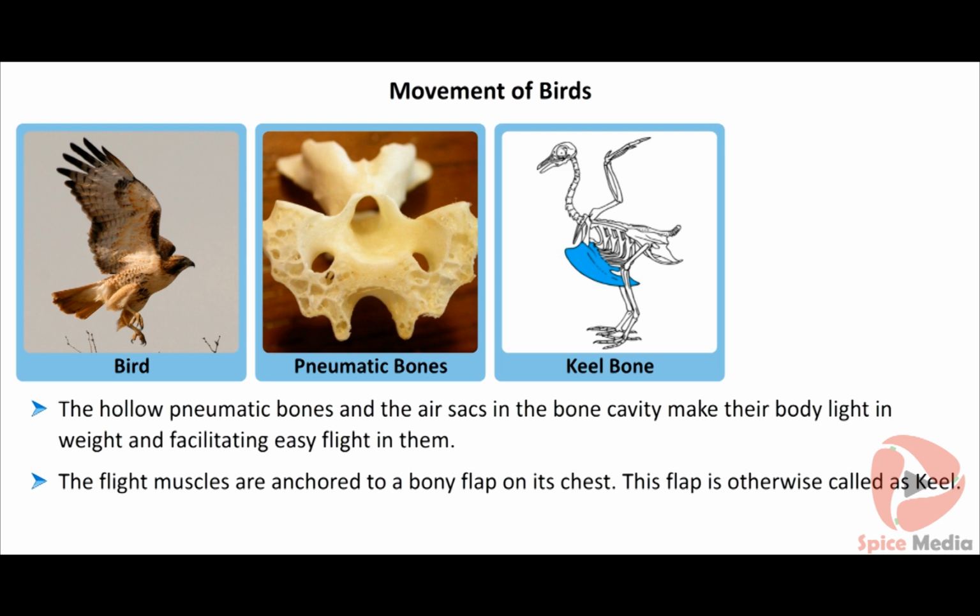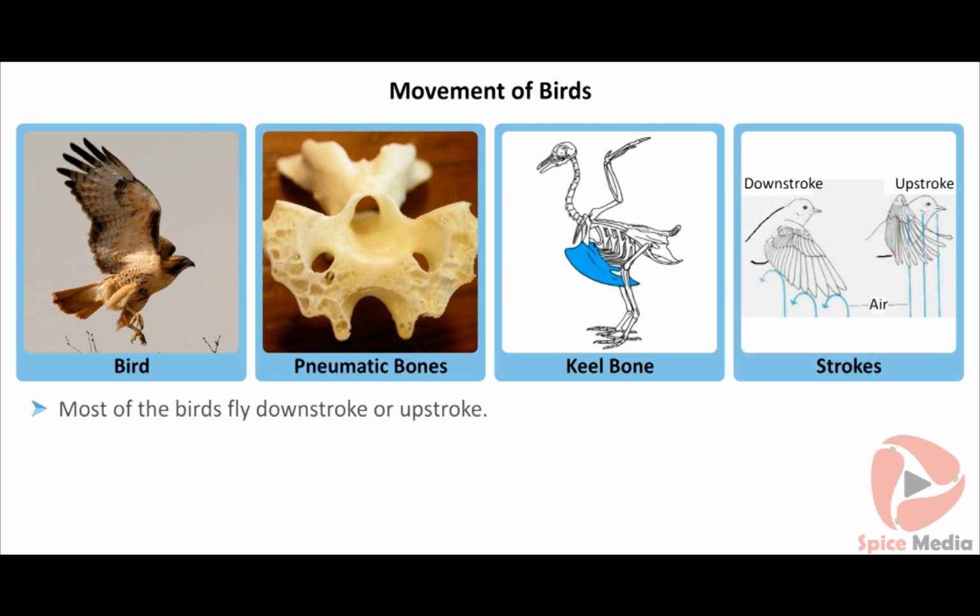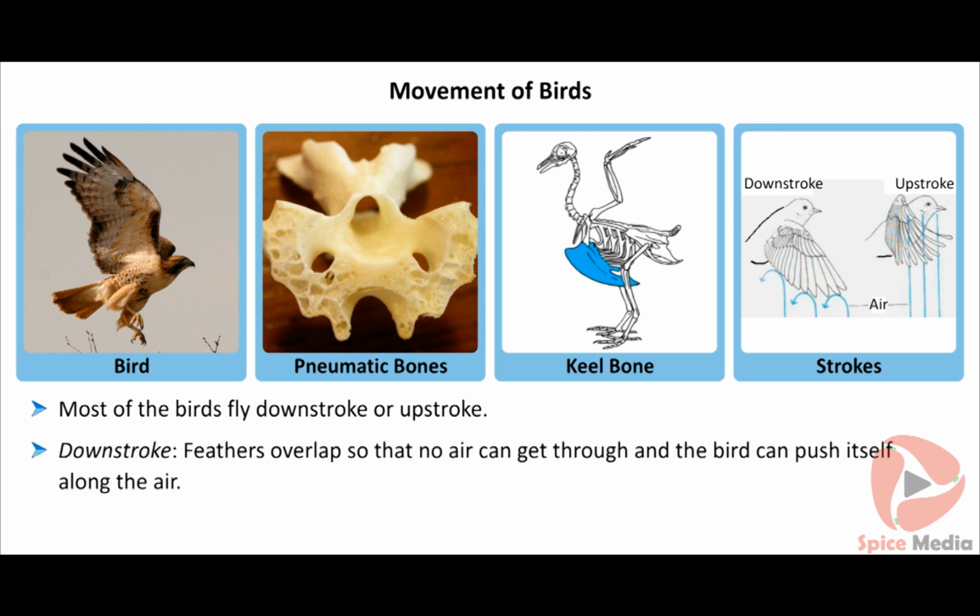Birds have aerial mode of life. Their body is streamlined to reduce resistance for movement in the air. The wings are the modified forelimb structures. They have tails that act as a brake during landing. The hollow pneumatic bones and the air sacs in the bone cavity make their body light in weight, facilitating easy flight in them.